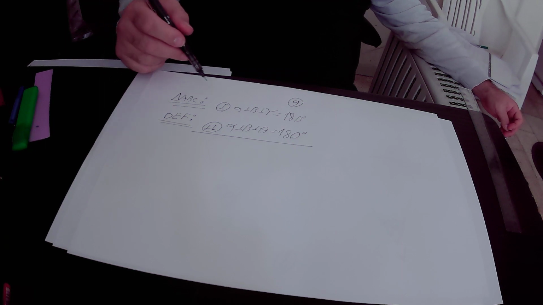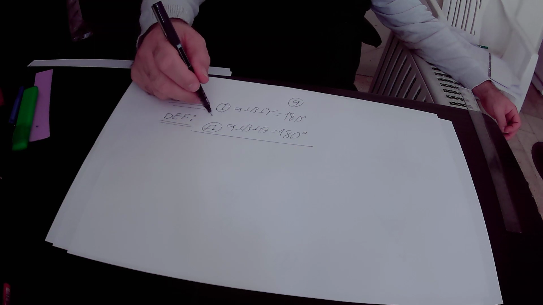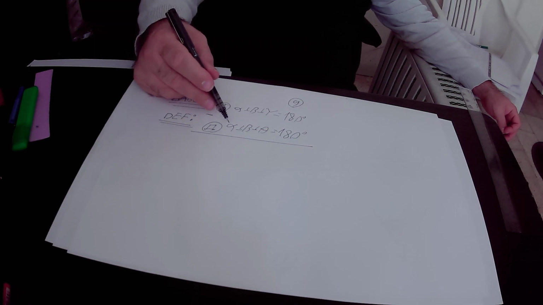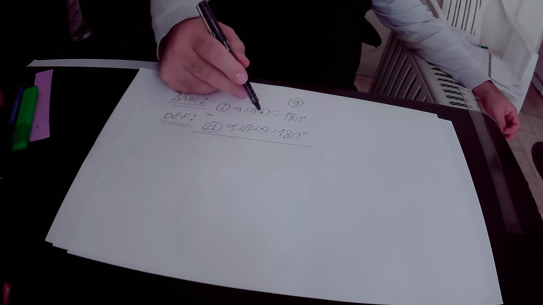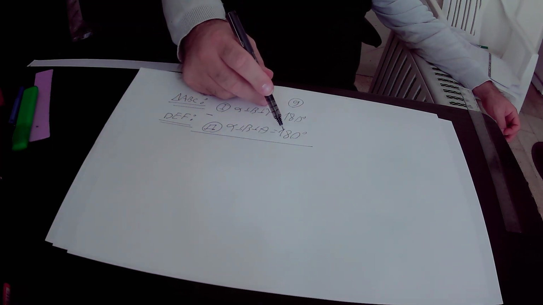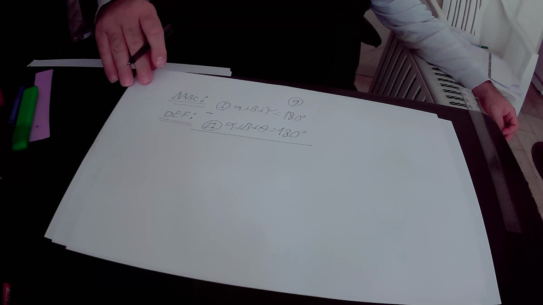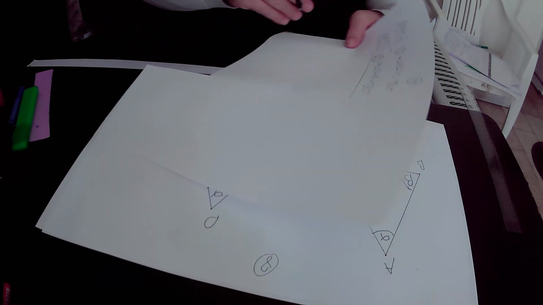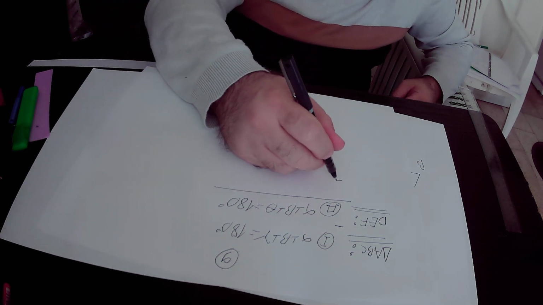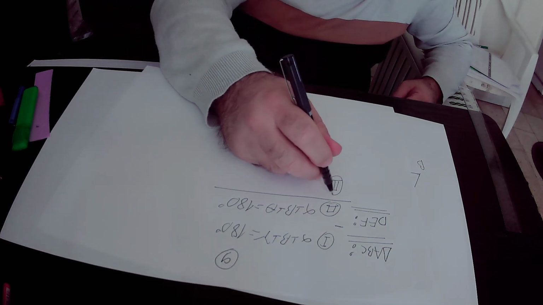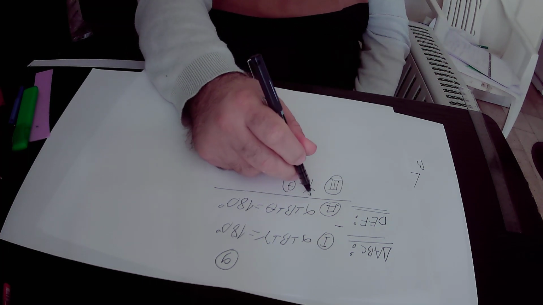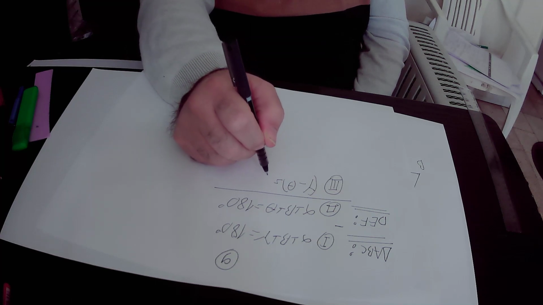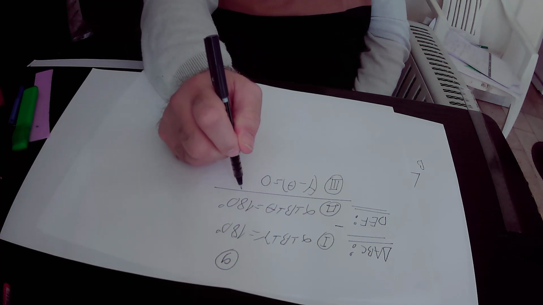So here we will subtract equation number 2 from equation number 1, and we will get that alpha minus alpha equals 0, beta minus beta equals 0, and gamma minus theta equals 180 degrees minus 180 degrees, which is 0. So we found out that according to equation number 3, gamma minus theta equals 0.